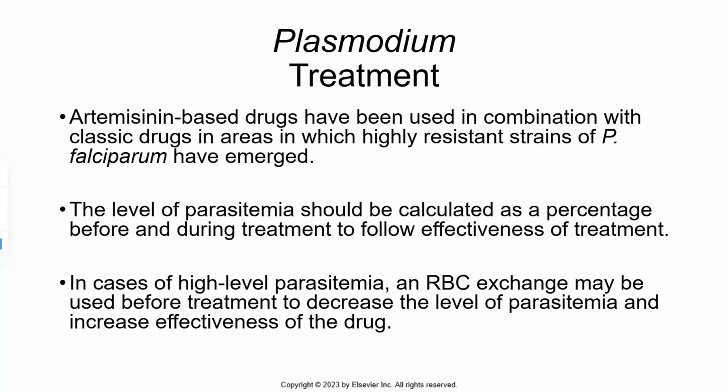The level of parasitemia should be calculated as a percentage before and during treatment to follow the effectiveness of the treatment. So you want to get a percentage of parasitemia to ensure that treatment is working. Because there are so many resistant strains now, we really do have to monitor and do numerous blood draws to determine parasitemia or parasite load to see if the treatment that we're giving is working. In cases of high parasitemia, a red blood cell exchange may be used before treatment to decrease the level of parasitemia and increase the effectiveness of the drug. So that means we're putting in red blood cells from outside the body.